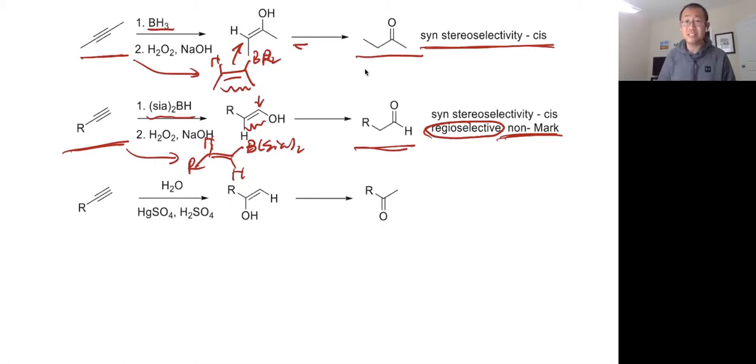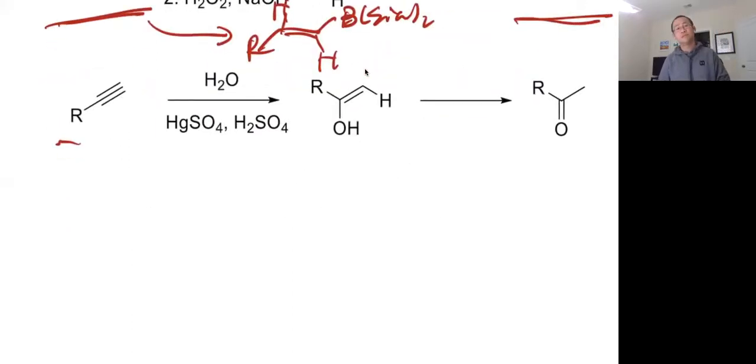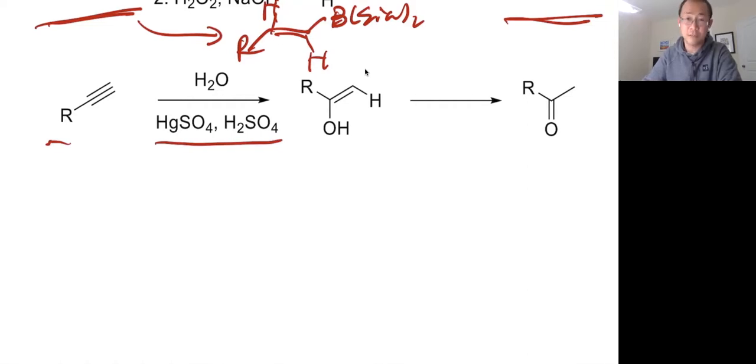Terminal, you use the sterically hindered boron. Next reaction is treating alkyne with water. And of course, the reaction has to be catalyzed by both an acid and the Lewis acid, mercury(II) sulfate and sulfuric acid. We can add water to the triple bond.